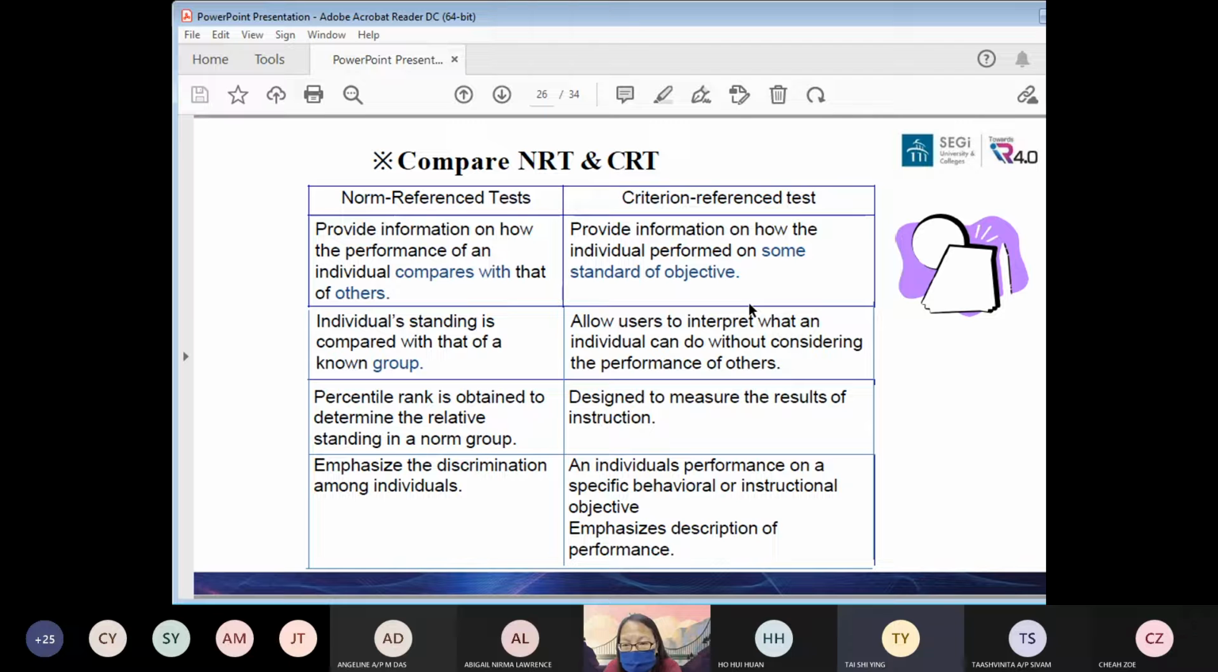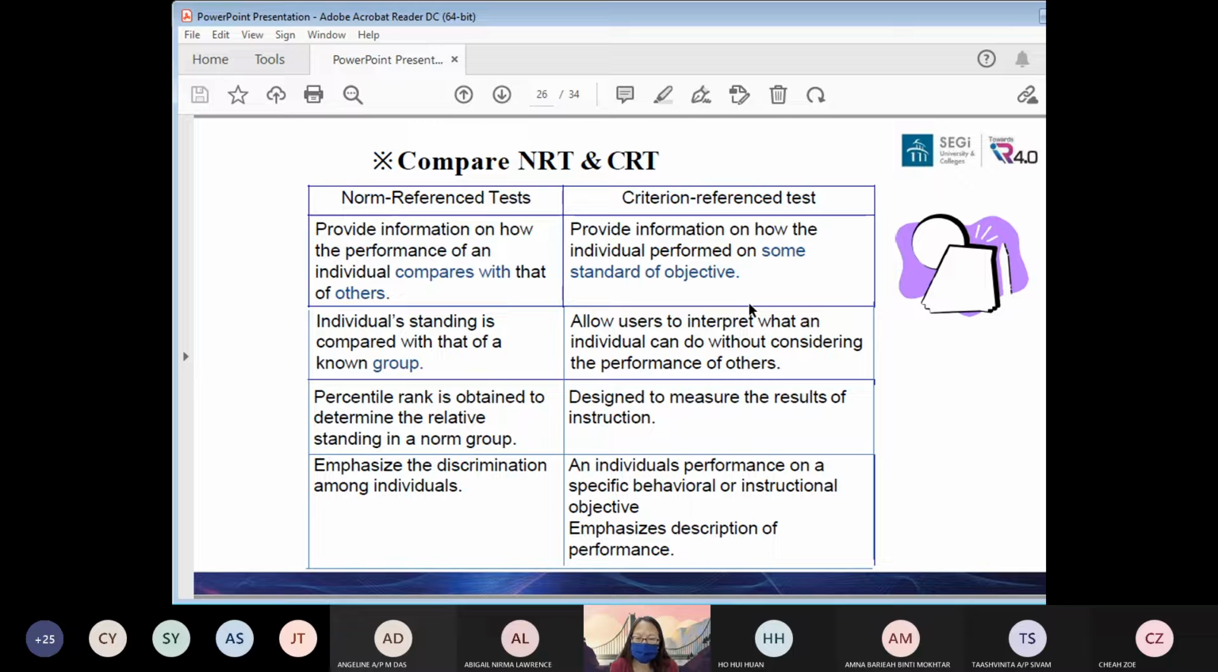Whereas criterion reference tests provide information on how an individual performs against a standard objective. The standard objective means the criteria given. Did you answer all 10 points correctly, or did you only give 5 points? If you answer 10 points, you get your full marks. If you answer only 5 points, you get 50%. That is only on the questions, not on other people and you.